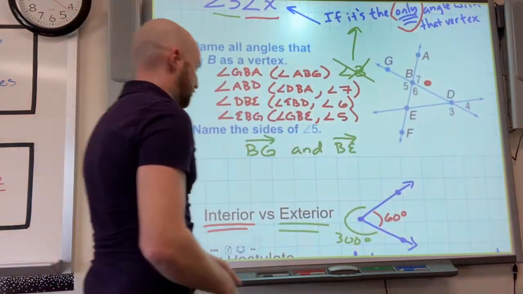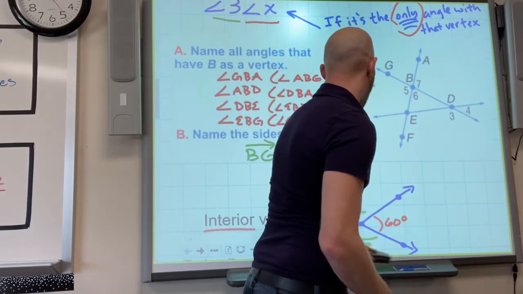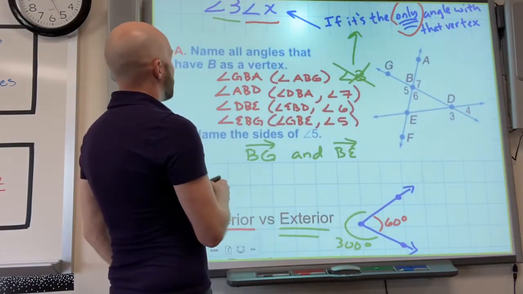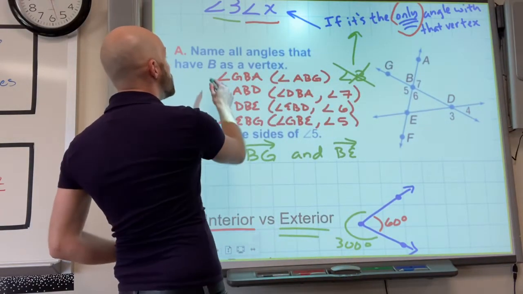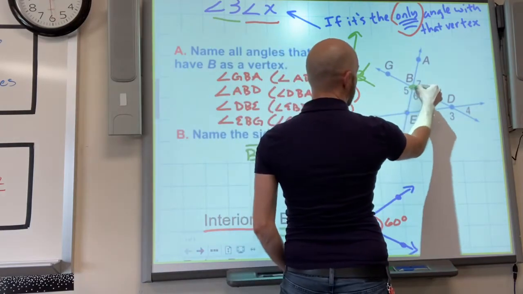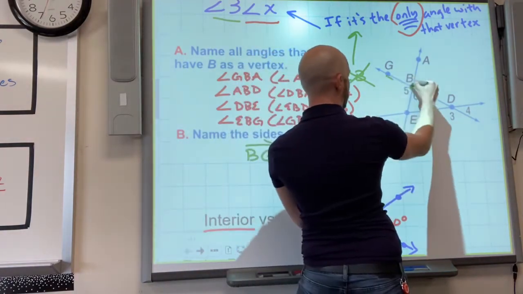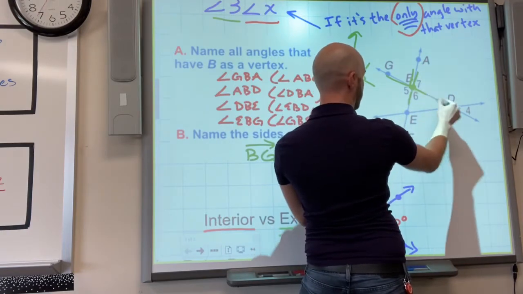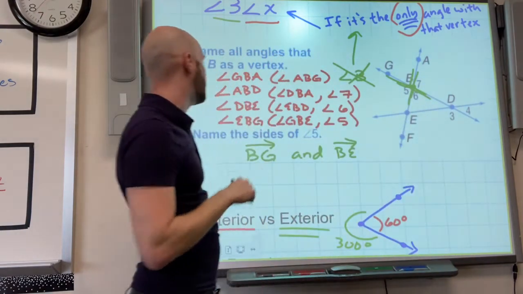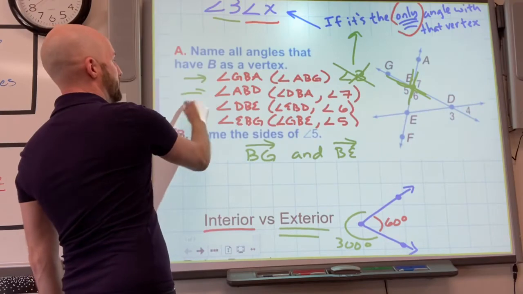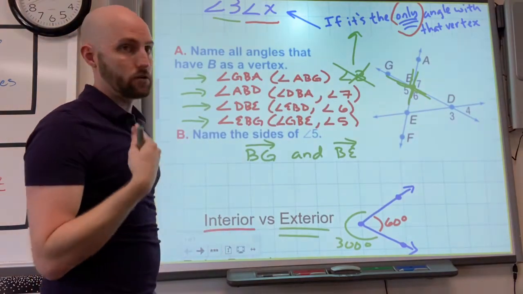So per this problem, label all of the correct angles that use B as a vertex. So here's B. At a glance, there are 4 angles for that. There's this one, this one, this one, and that one. All 4 of those are different. So you'll notice 4 different ways that I would need to write down.